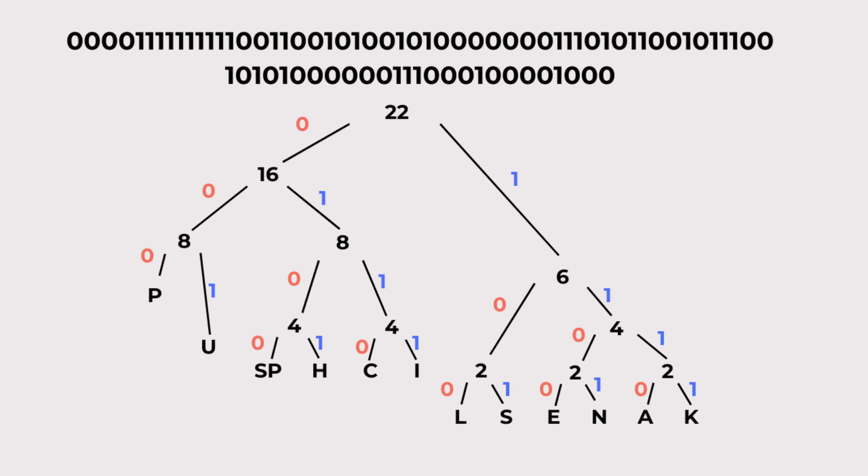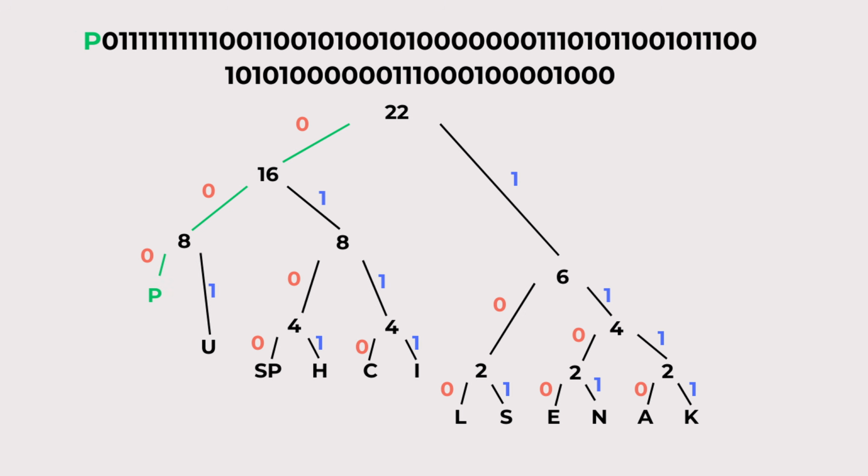Basically, you just need to follow the bits until you reach a character. Let's start. First, we have a 0, so we go left. The next bit is also 0, so we go left again. Another 0, go left again. This gives me P, so the first 3 zeros represent P.